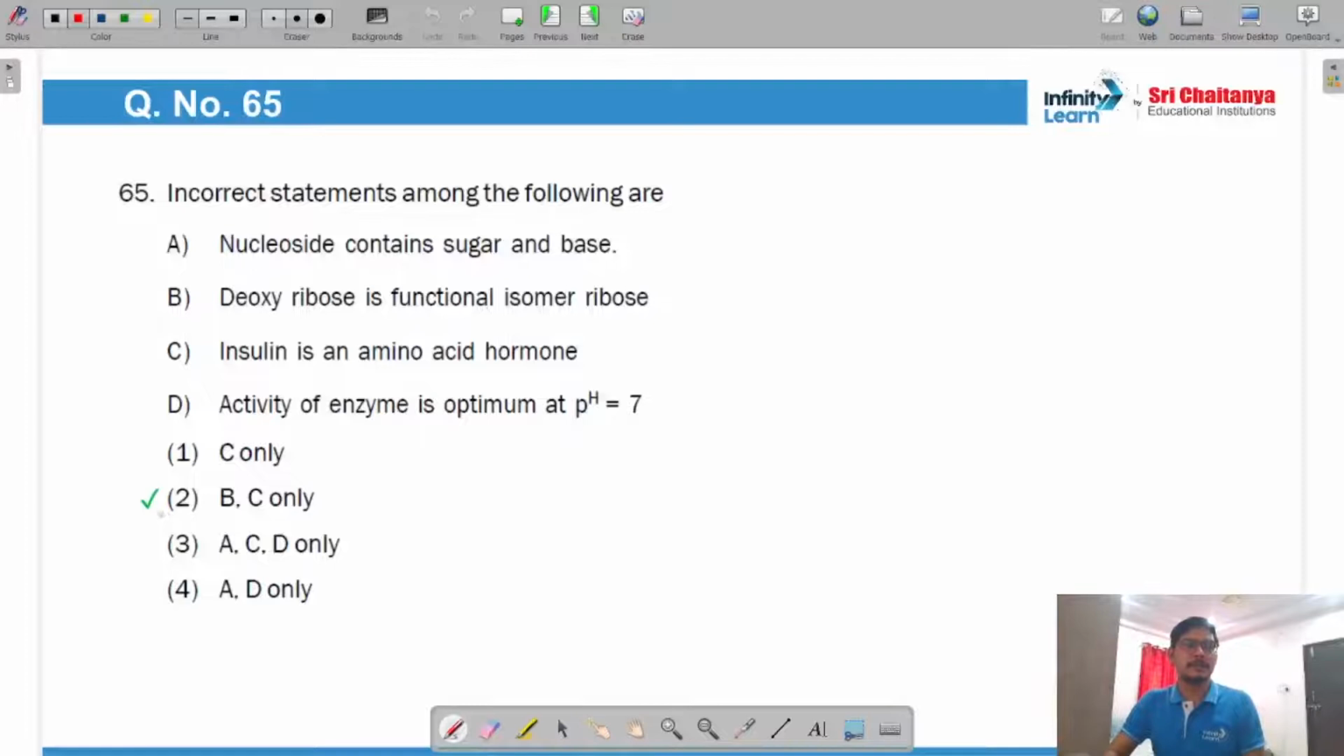Incorrect statements are B and C. Deoxyribose is a functional isomer of ribose. No, because there is a difference of oxygen, so they're not isomers at all. Insulin is an amino acid hormone. No, insulin is a peptide hormone, right? It contains polypeptide chains. So B and C are incorrect.